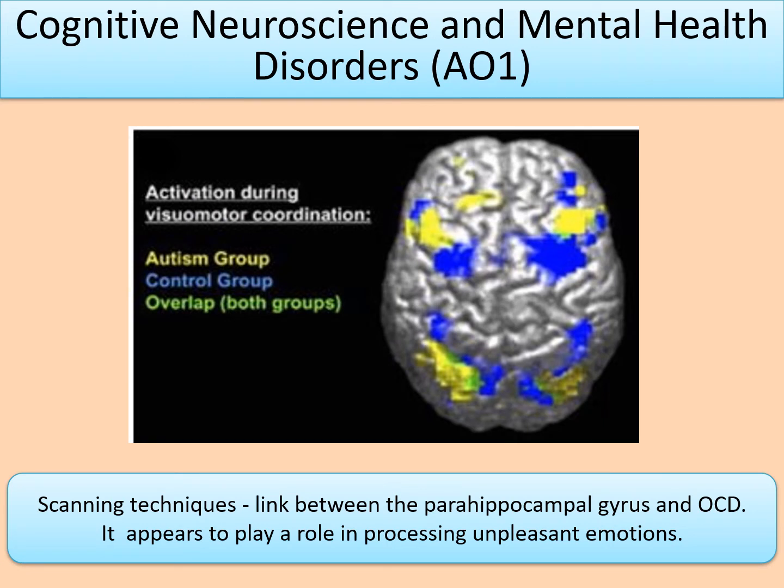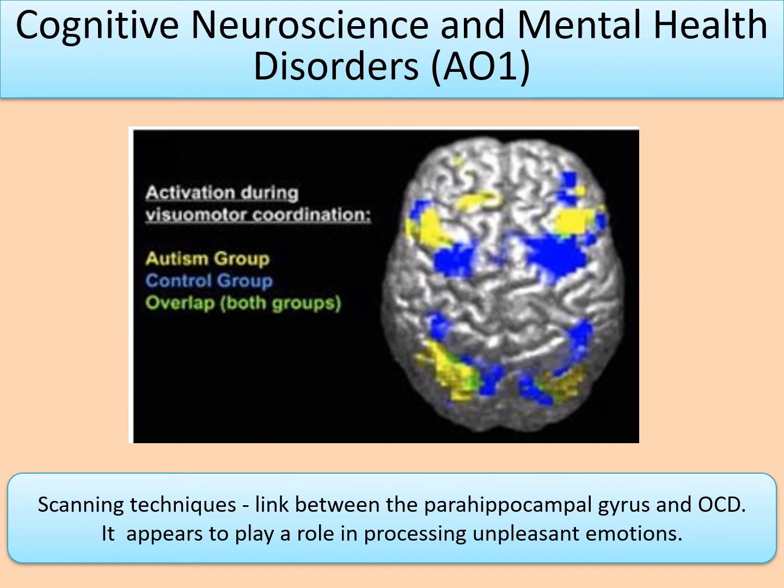Cognitive neuroscience and mental health disorders. Scanning techniques have been useful in establishing the neurological basis of some mental disorders. So they've found a link between the parahippocampal gyrus and OCD, and they think that it appears to play a role in processing unpleasant emotions. So it means that cognitive neuroscience can establish brain structures that might be important for particular mental health disorders.